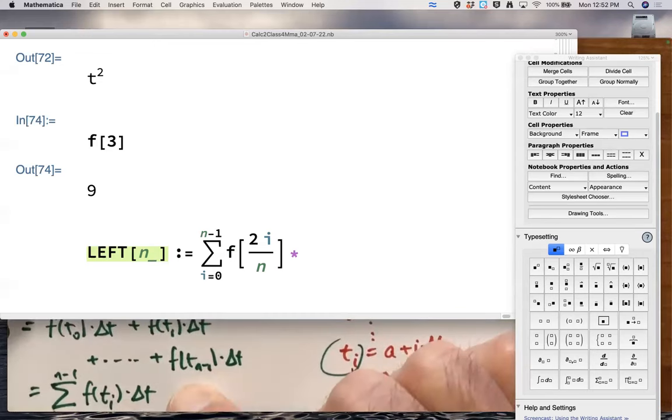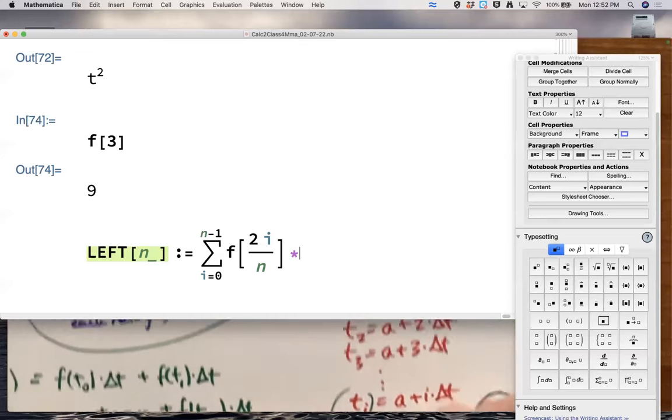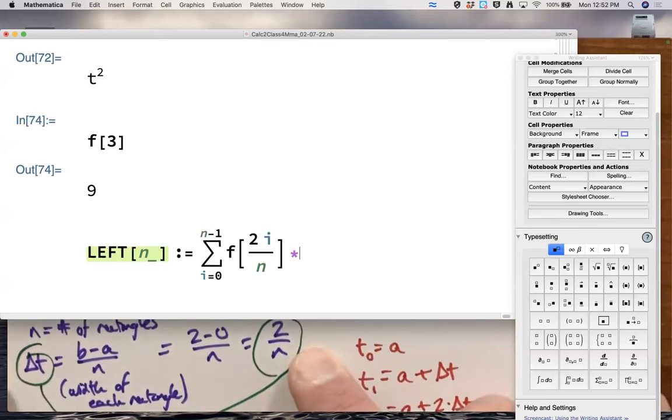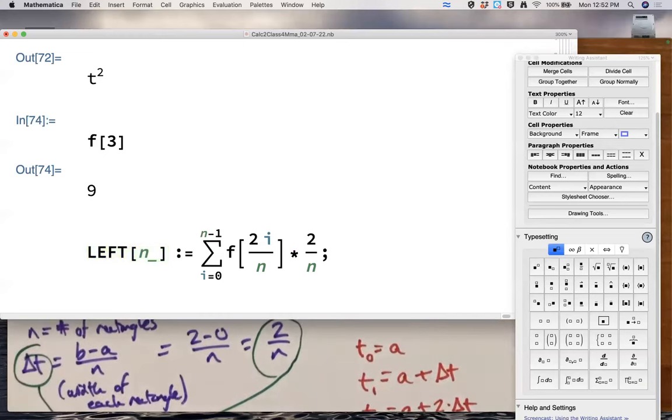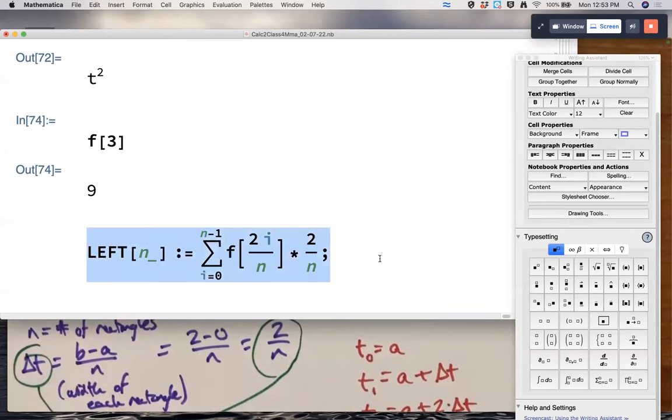Times delta t. Like the star means times. What's delta t? It's 2 over n. Hit the fraction button again and type 2 over n. Semicolon just suppresses output, which is not really necessary here, but again, I kind of like doing it. It also, in my mind, can help me separate, in a sense, different lines of code. What I'm about to do now is also define the right hand sum.